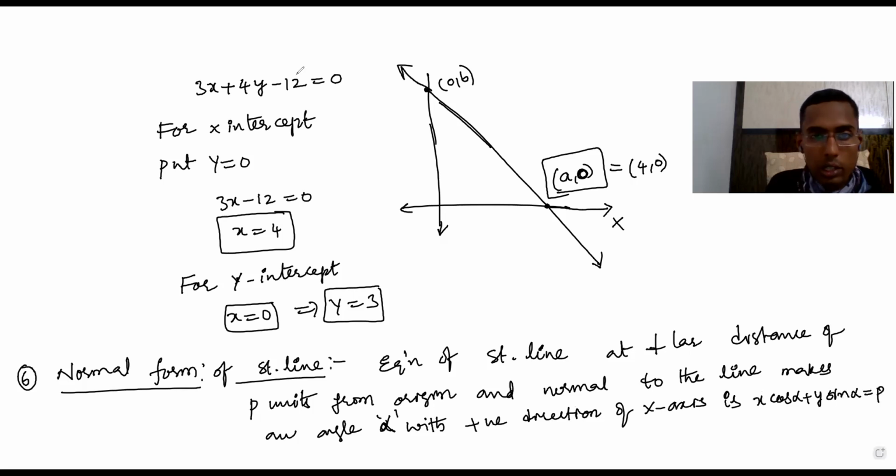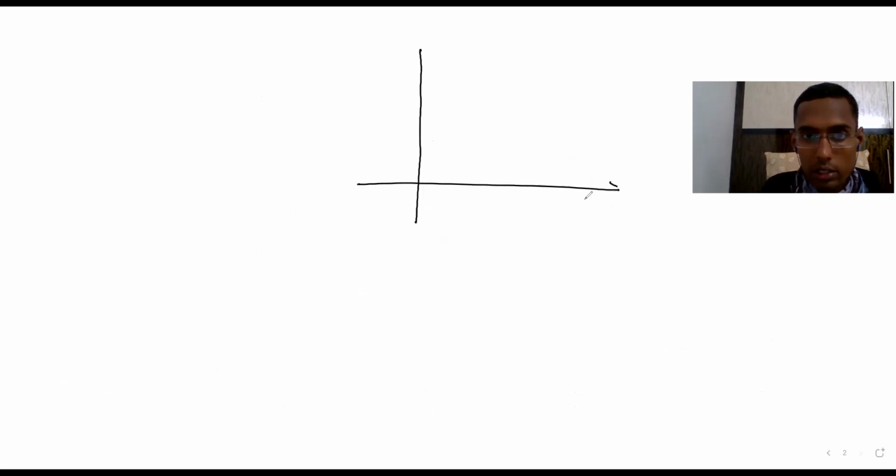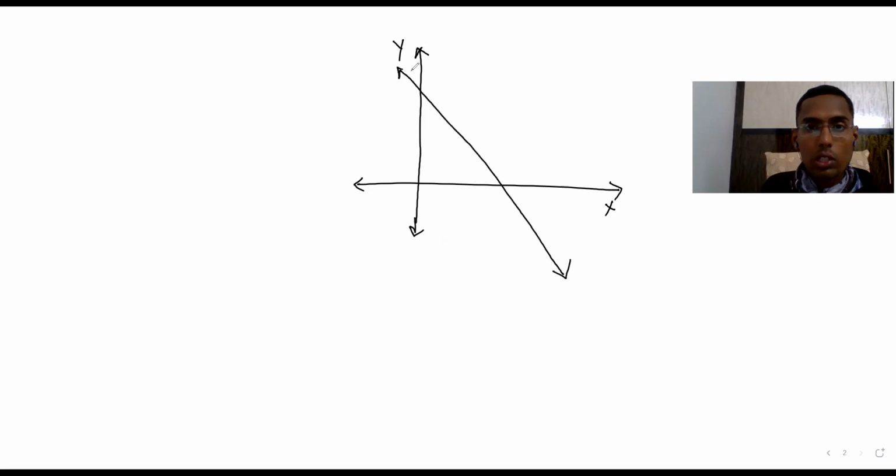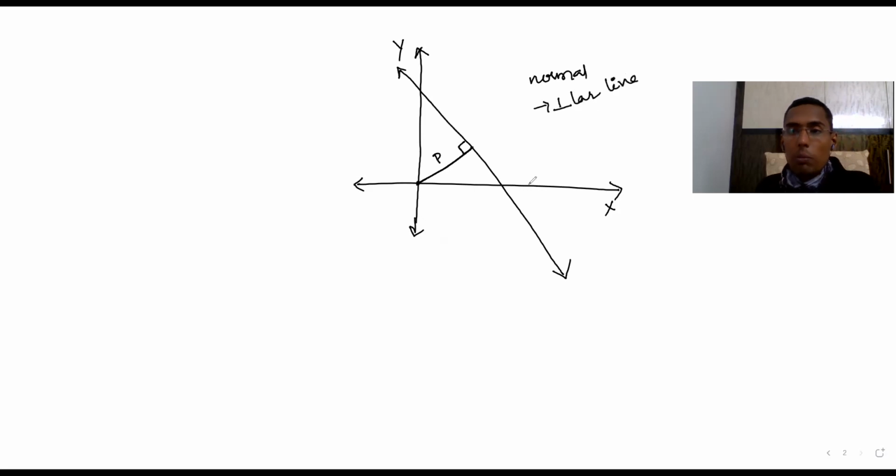Okay, I'll explain here. See, this is the x-axis, y-axis. Let's say this is a straight line. Now, this straight line is at a perpendicular distance, so this is the perpendicular, and that perpendicular distance from origin is p. And this perpendicular is called the normal. Normal means perpendicular line.